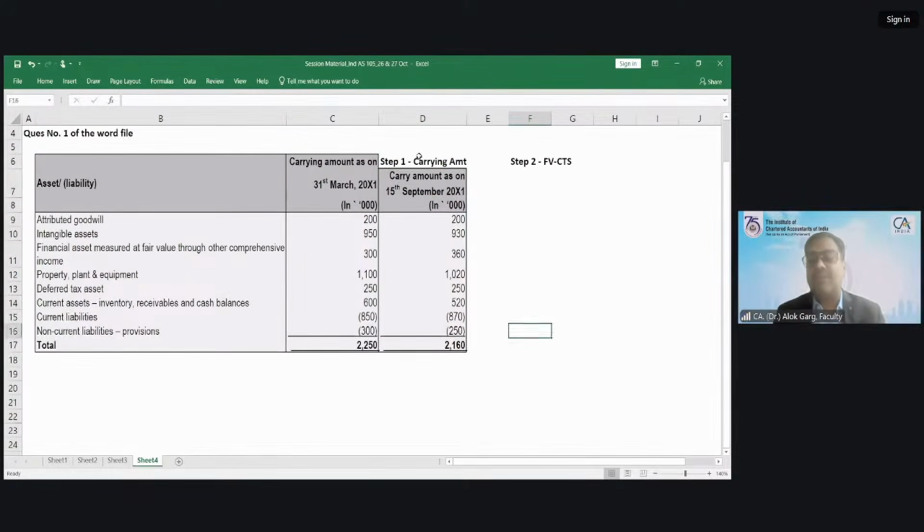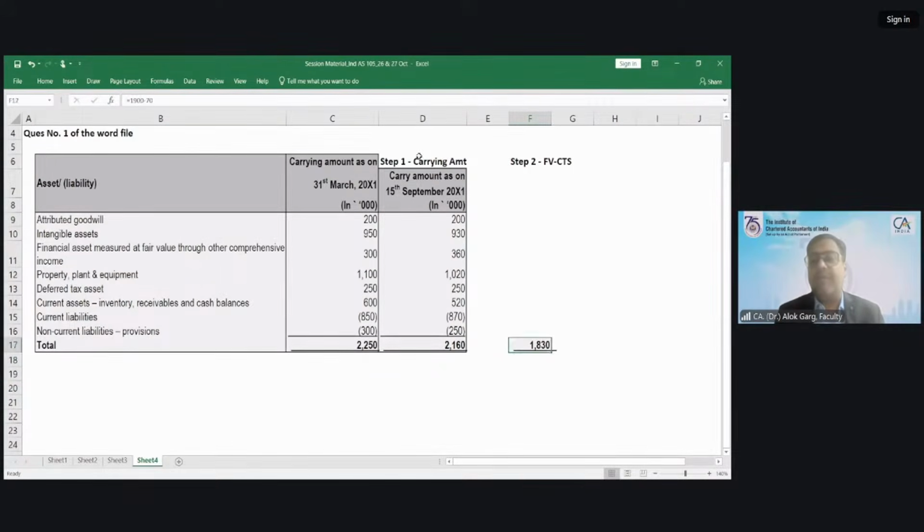Fair value less cost to sell. What is the fair value less cost to sell? How much is it? 19 lakh, as given, and 70,000 is the cost to sell. So we have to reduce 70,000 from 19 lakh, that is 1,900,000 minus 70,000. So 1830 is your fair value less cost to sell.